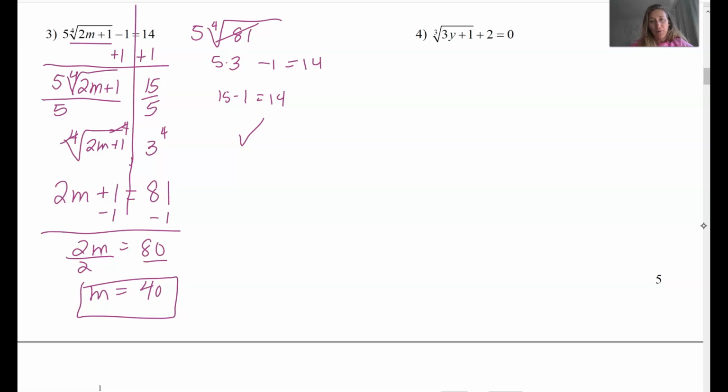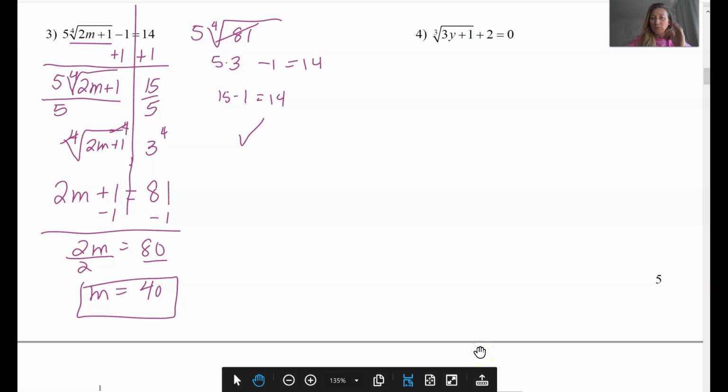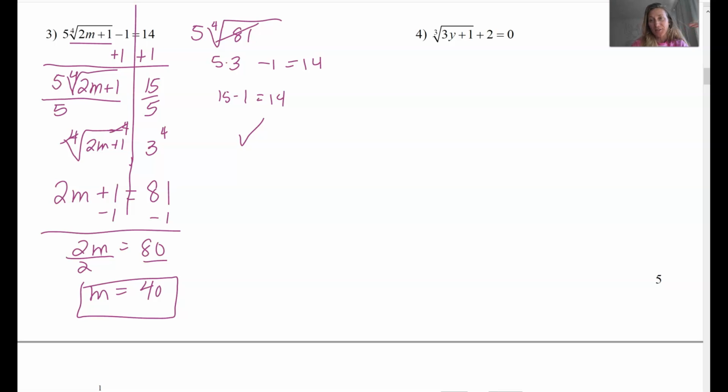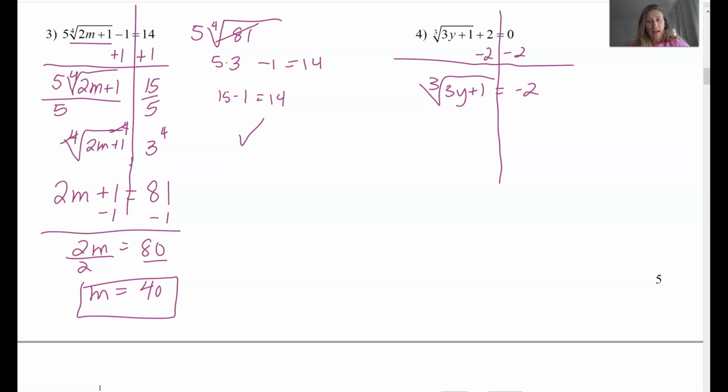Actually, I bet you could do number 4 on your own. Ooh, no. So this is third root. So here we're going to learn something kind of special. I can see I need to isolate that radical. I take away 2, and I'm left with just the cube root of 3y plus 1 is equal to negative 2. And you might be saying, hey, there's no solution to that. But there is a solution to this because this is cube root.